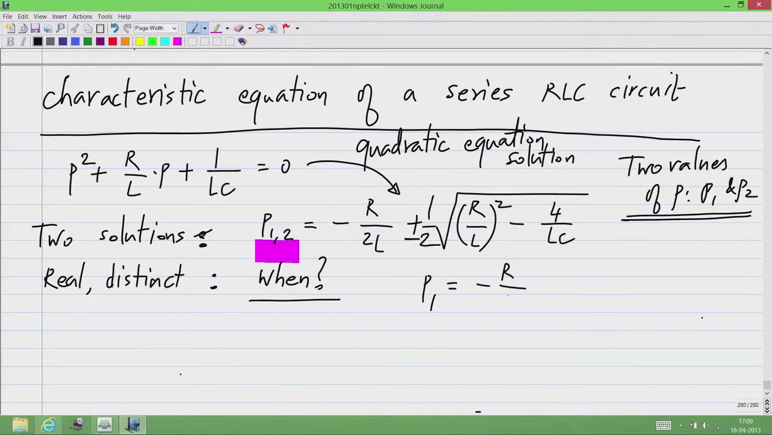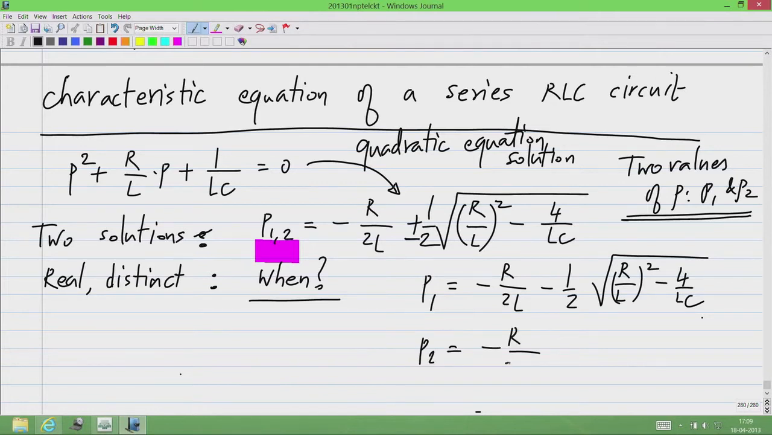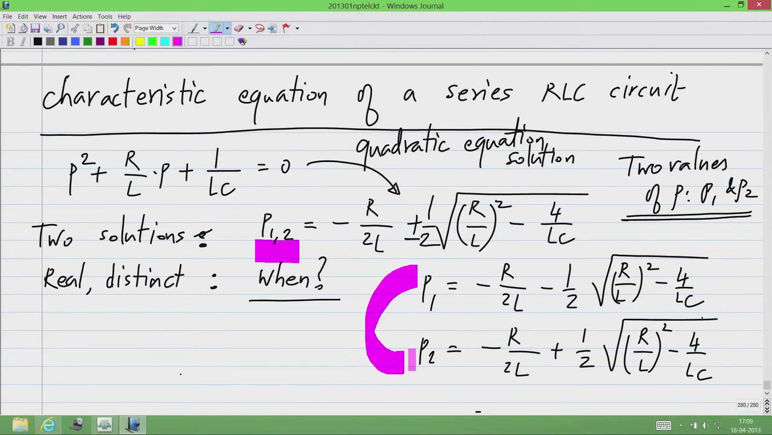is minus R by 2L minus half square root of (R by L) square minus 4 by LC, and the second solution is minus R by 2L plus half square root of (R by L) whole square minus 4 by LC. Now, when will these two be equal to each other?